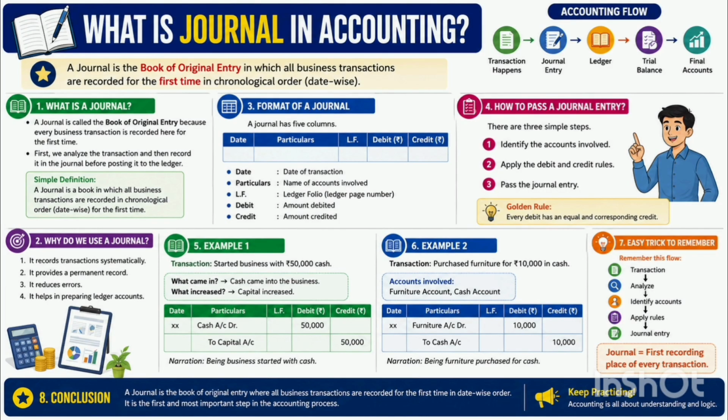So today we are going to learn what is a journal in accounting. So I have written here the meaning. A journal is a book of original entry in which all business transactions are recorded for the first time in a chronological order. So जर्नल क्या होता है?